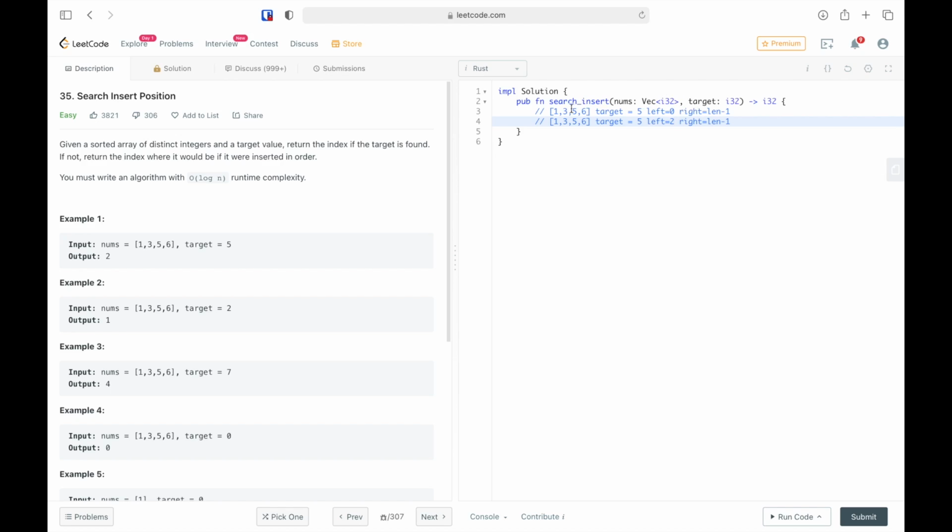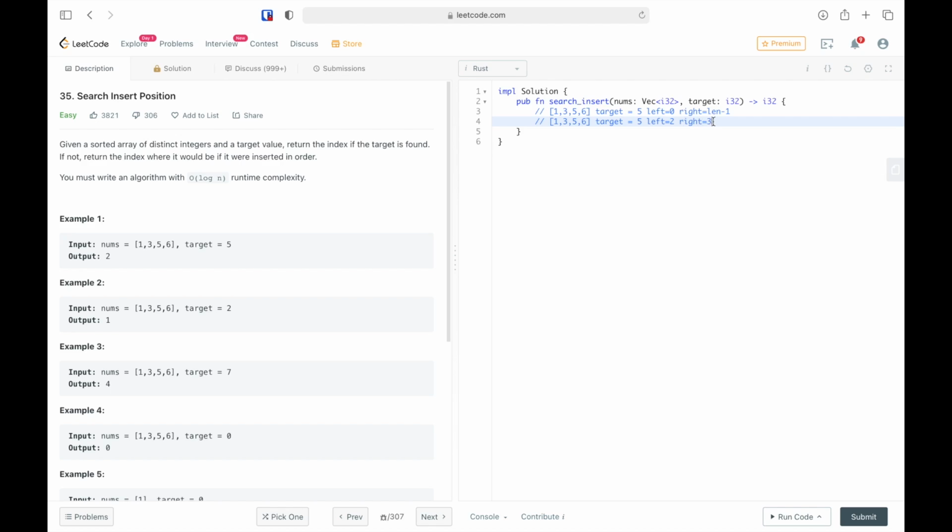Flooring will give us 1, and then we add 1 to move to the right. So now we have left equal to 2 and right is still the same. Now length subtracted by 1, I'll just replace this with 3. And then we can find the mid of these two.